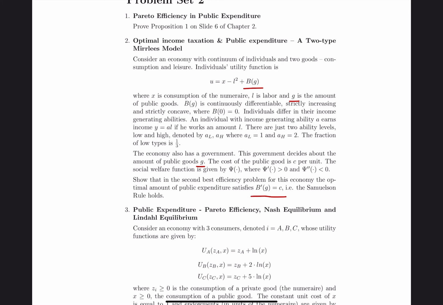Okay, and one thing which you might not see immediately is that here we have a continuum of individuals, and I think in the exercise the fraction is 2/3 of them are of high type and 1/3 are of low type. It's written here, and therefore the mass of consumers is simply 1. So we do not have the situation that we had in proposition 1.